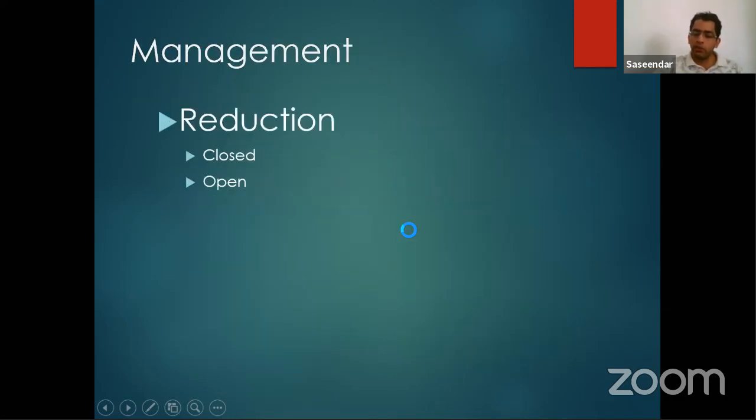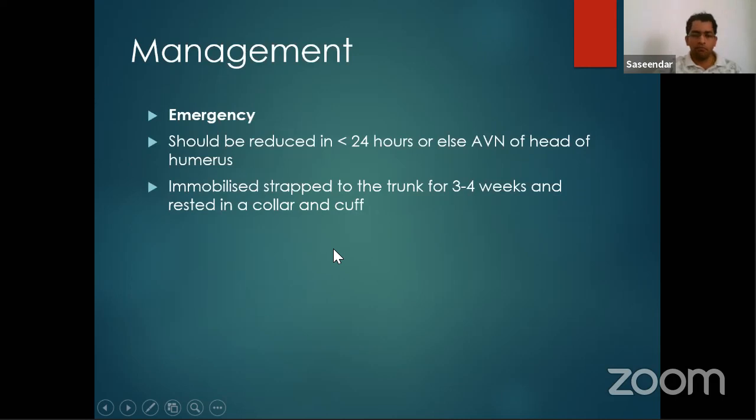So what do you do? You make sure the patient is not in too much pain, reduce the pain, then make the diagnosis with X-rays, and then proceed with some sort of reduction procedure. It can be done either in the emergency department or in the operation room. Just make sure the patient is comfortable. If needed, take the help of the anesthetist. There are a lot of ways in which you can achieve analgesia, either sedation or general anesthesia by mask.